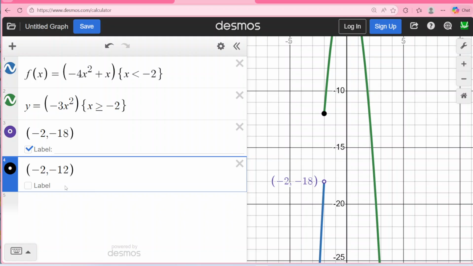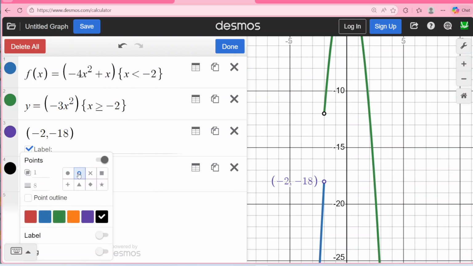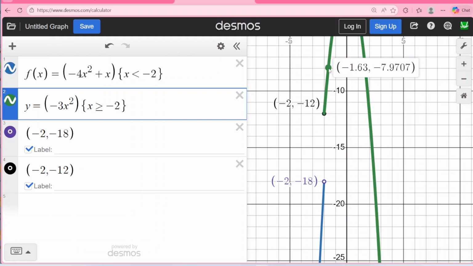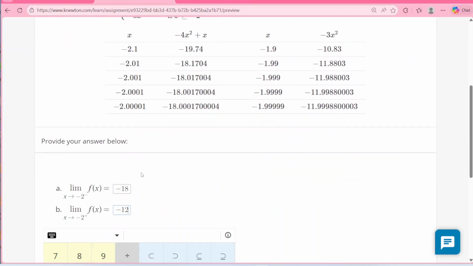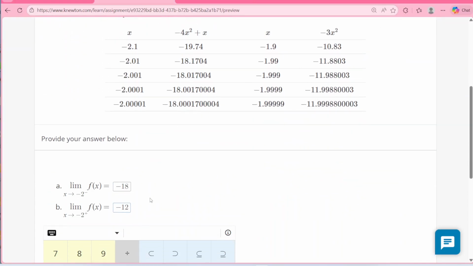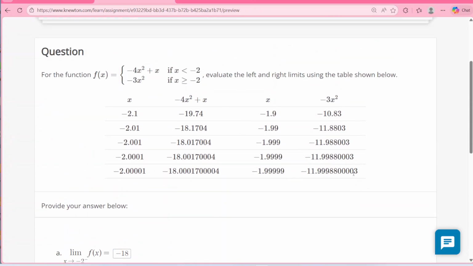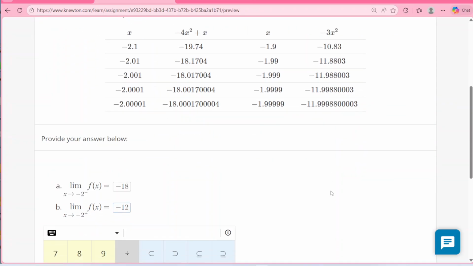Again, I'll make this an open point. Go to settings here. Label it. But yeah, see that as I approach negative 2 from the right, the graph is approaching this location, the y value of negative 12. So my two limits there, from the table, seem like they're correct if I go graphical. Now I'm not going to do this for every single one. Most of the time you can just tell from the table if they're giving you a table, how I just said negative 18 from the left, negative 12 from the right, without really graphing anything.